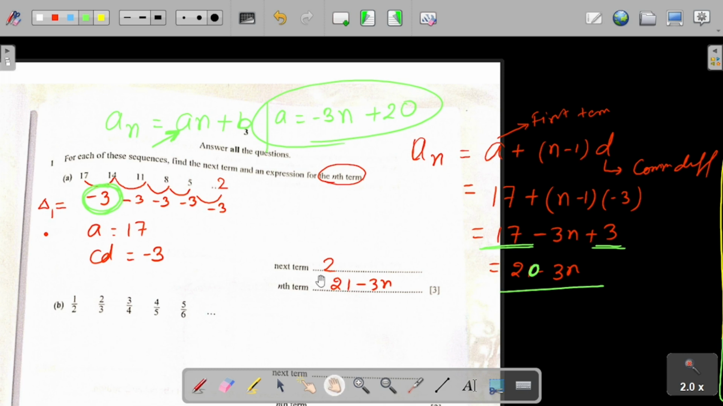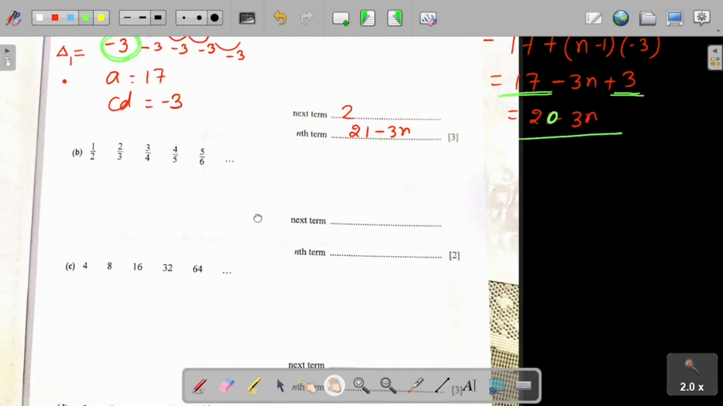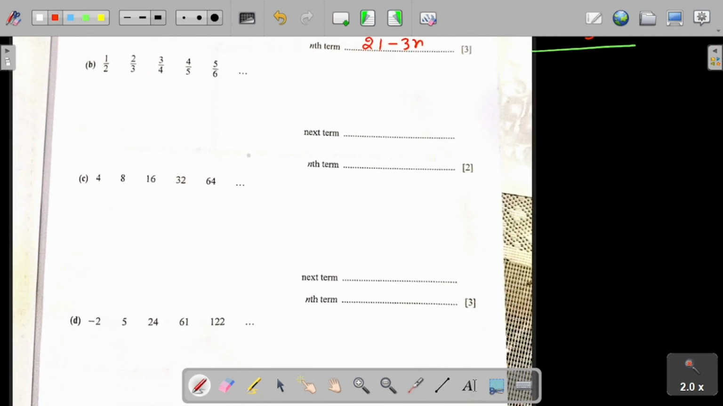With this simple question I have explained the method for quadratic sequences and cubic sequences also. Okay, let us see the next part. We have to write its next term.